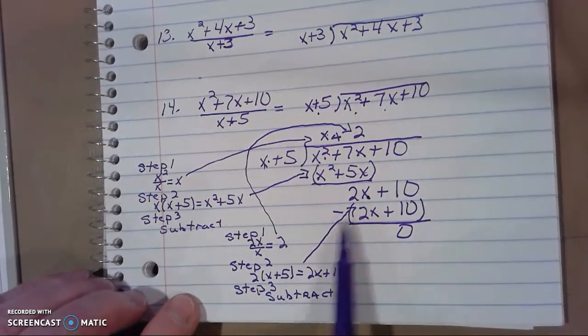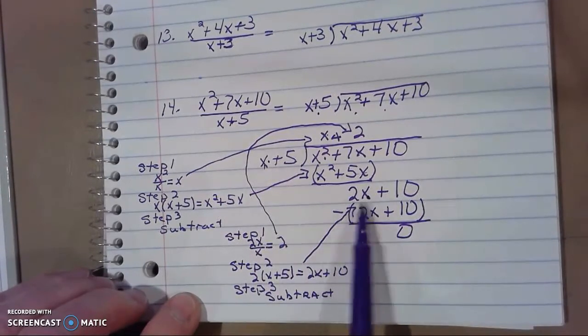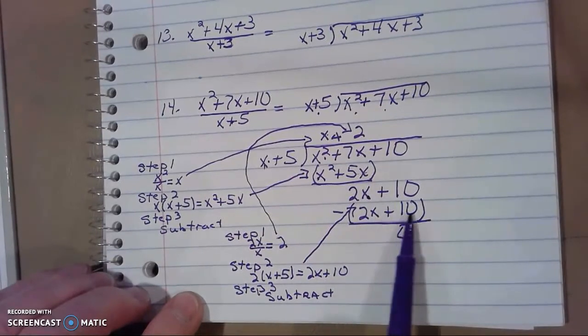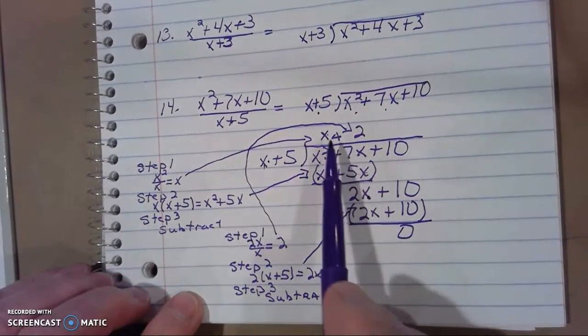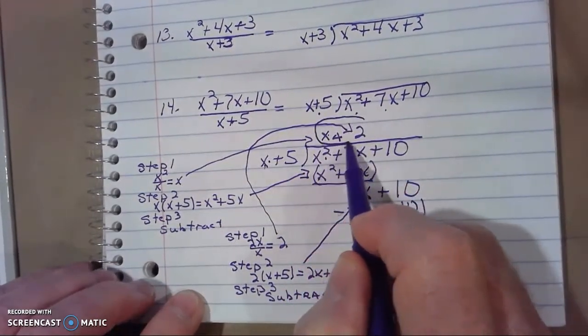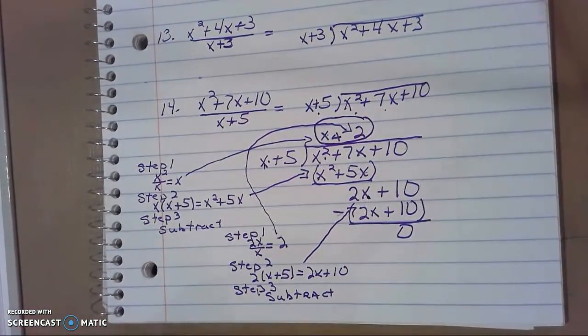Then we take that 2 we found times the divisor, 2x plus 10. And then that goes down here and we subtract. And notice we get 0. Our answer is x plus 2. You keep doing 3 steps over and over again. Please try to follow that.